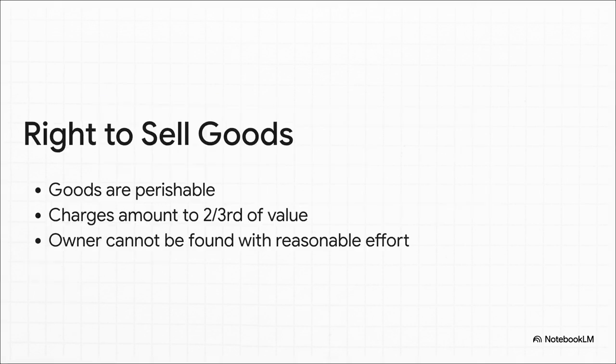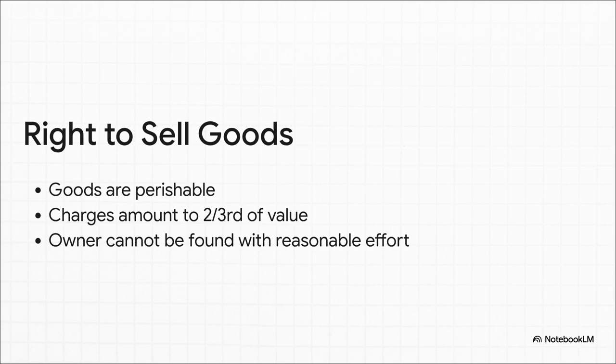Let's read these precise conditions for the 5th right, the right to sell goods. You may sell when goods are perishable, or charges amount to 2/3 of value, or owner cannot be found with reasonable effort. Class, I instruct you to list these 3 conditions in exact, unmerged bullet points, just like this on your answer sheet. Do not combine them into a messy paragraph.